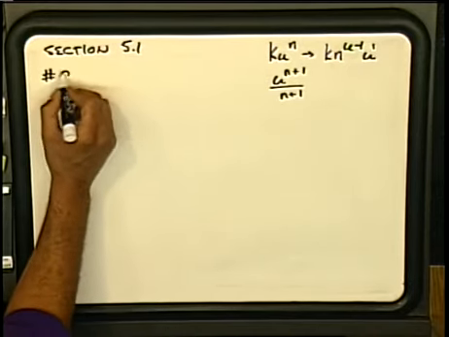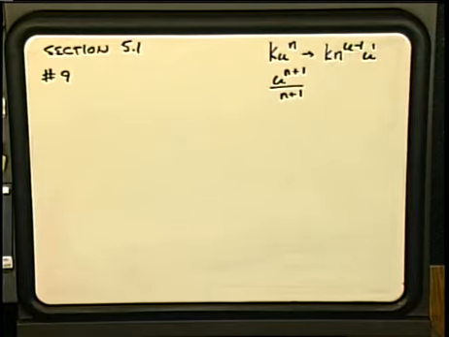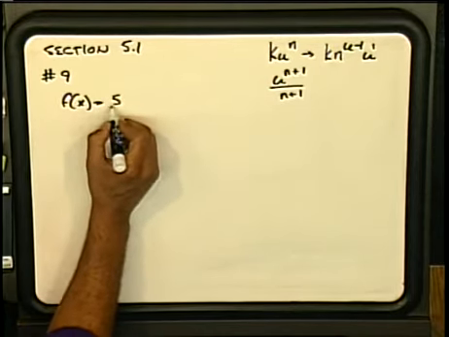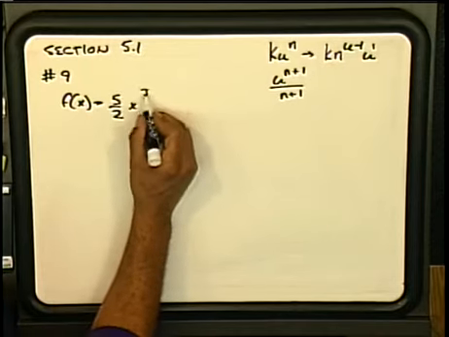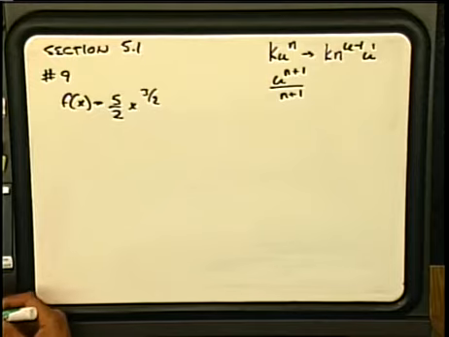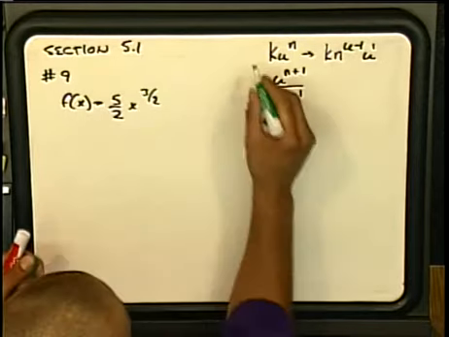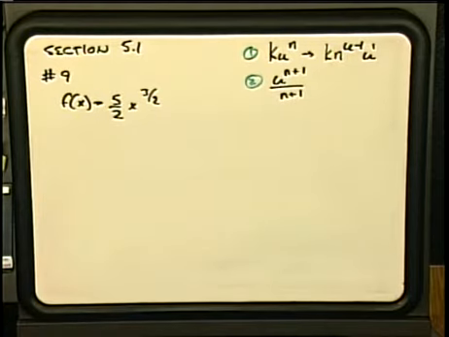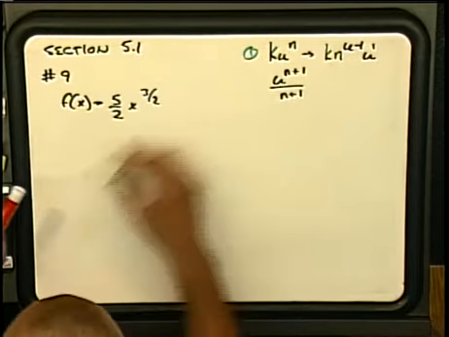Number 9. And this is, they're just taking the antiderivative of 5 halves x to the 3 halves. And I work this both methods. First method is here, second method here. Do this one in red.